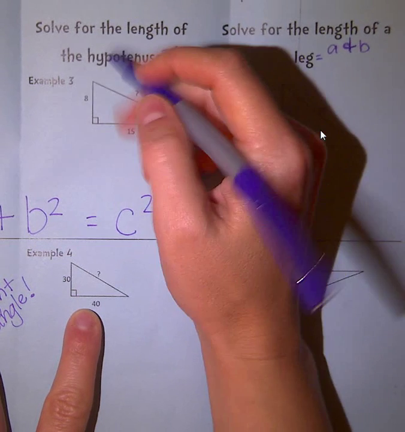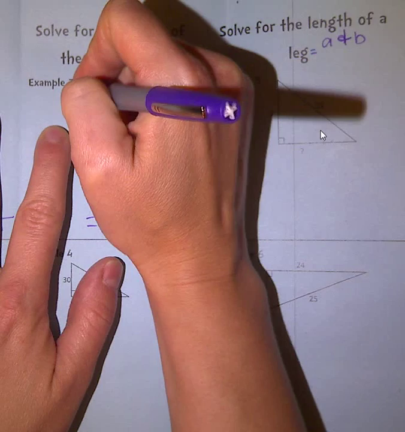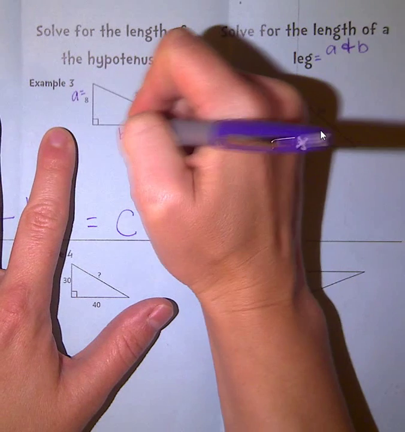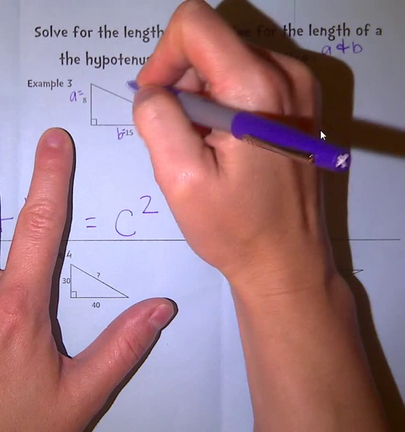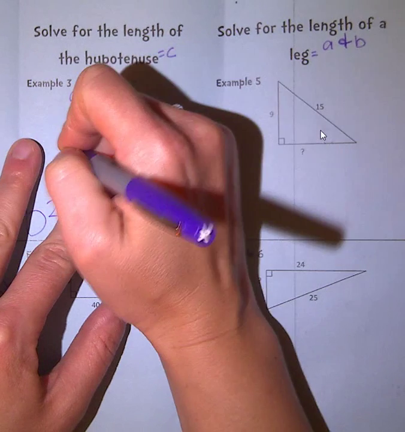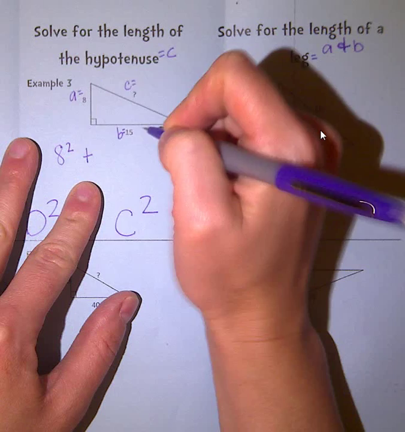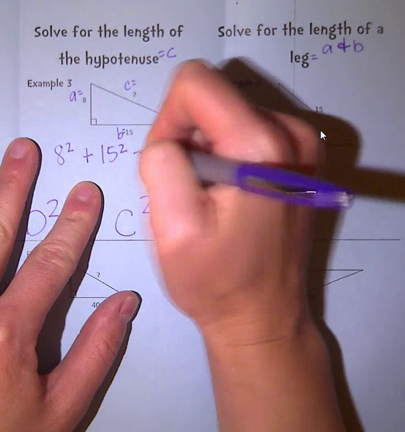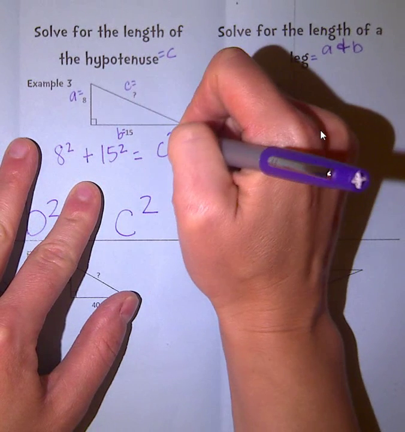So now we just need to label our sides. So we can label this one A and this one B. And then of course this is C. Okay, so let's write down what we know. A squared, 8 squared, plus B squared would be 15 squared, equals, well, we don't know what C is, so I'm going to leave it as C squared.